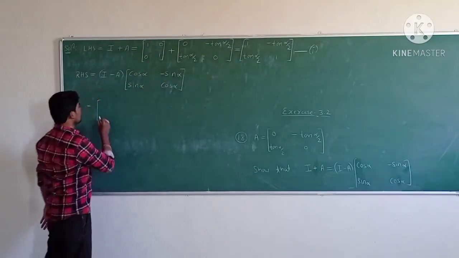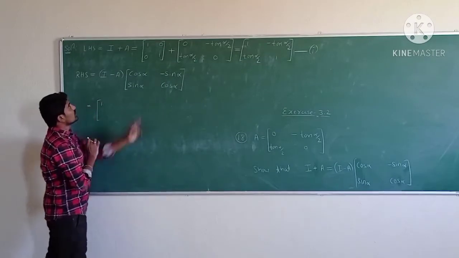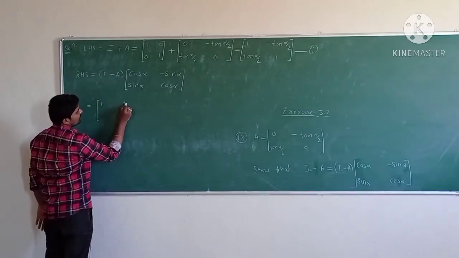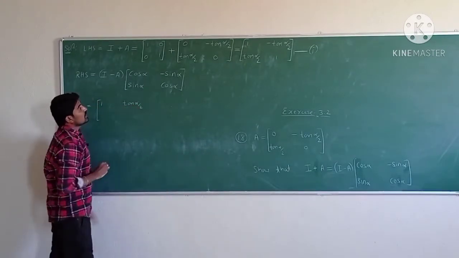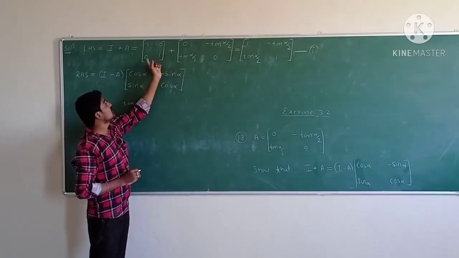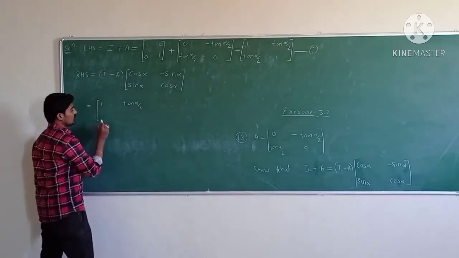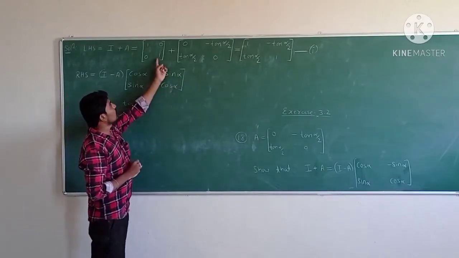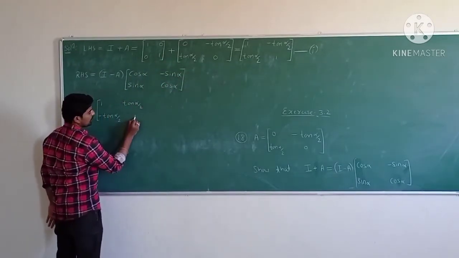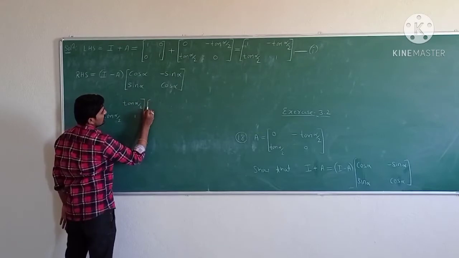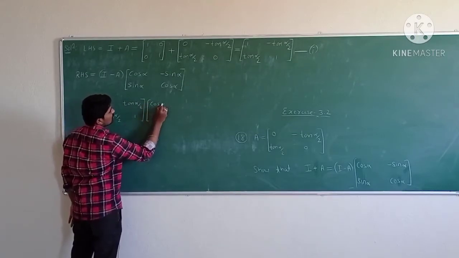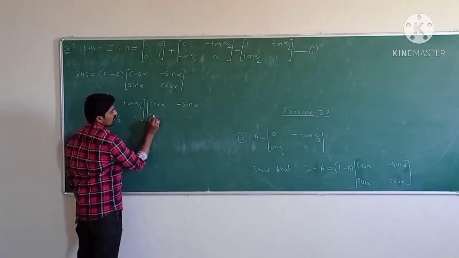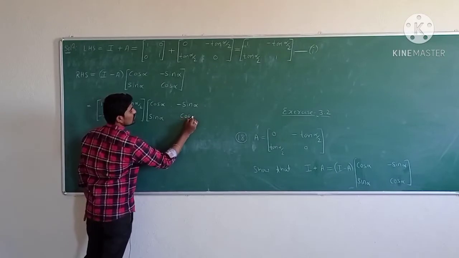I minus A means 1 minus 0 is 1. Then 0 minus of minus tan alpha by 2 is plus tan alpha by 2. And then 0 minus tan alpha by 2 is minus tan alpha by 2. And now 1 minus 0 is 1, into this matrix cos alpha, minus sin alpha, sin alpha, cos alpha.